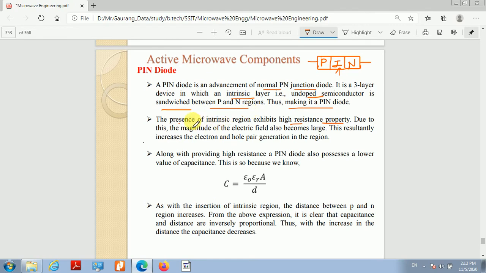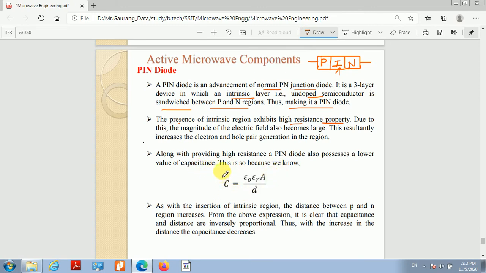Okay, so one of the things that we noted is that the presence of the intrinsic region provides high resistance in this device. Along with providing high resistance, the PIN diode also provides a lower value of capacitance. That means it provides resistance as well as a low value of capacitance. So how does it provide the low value of capacitance?